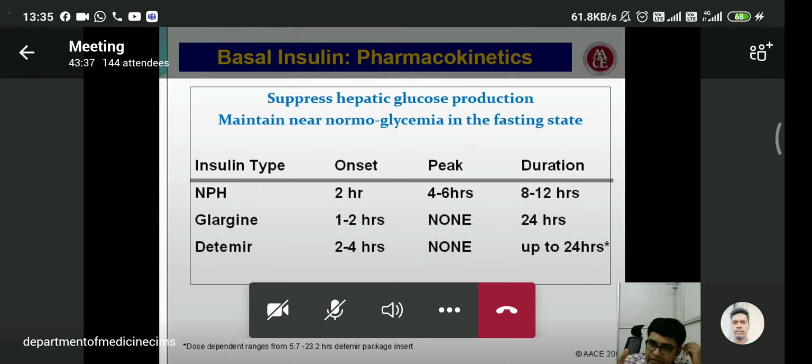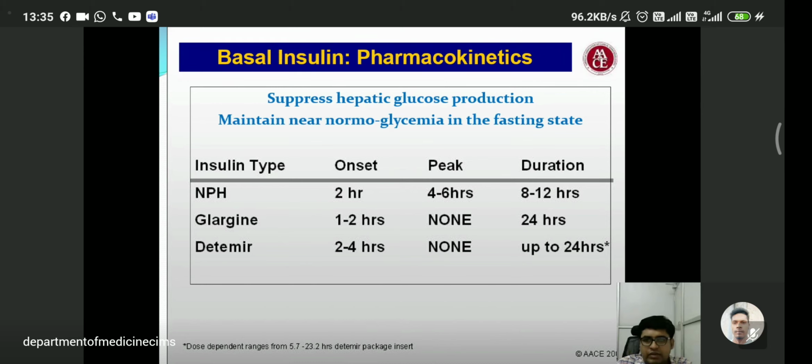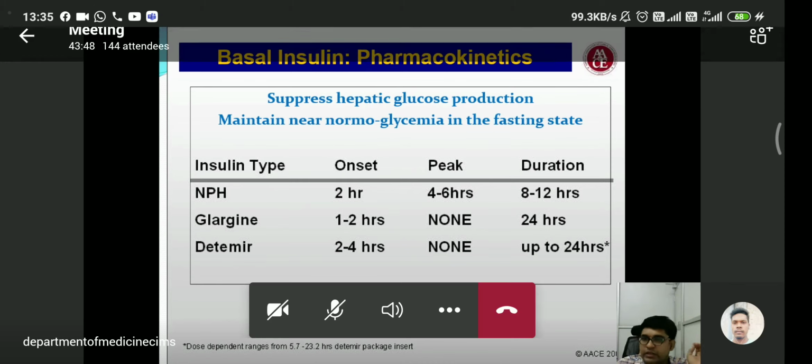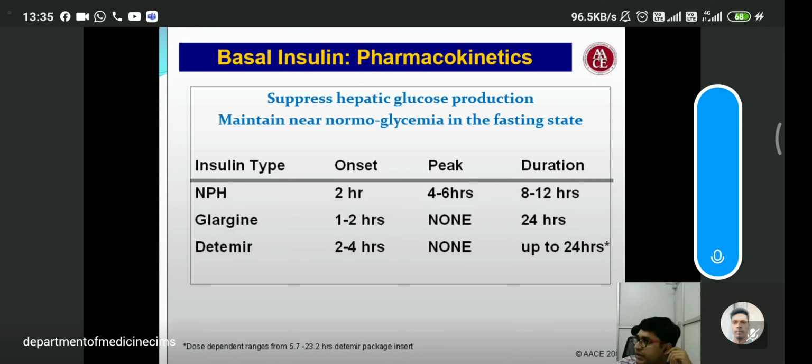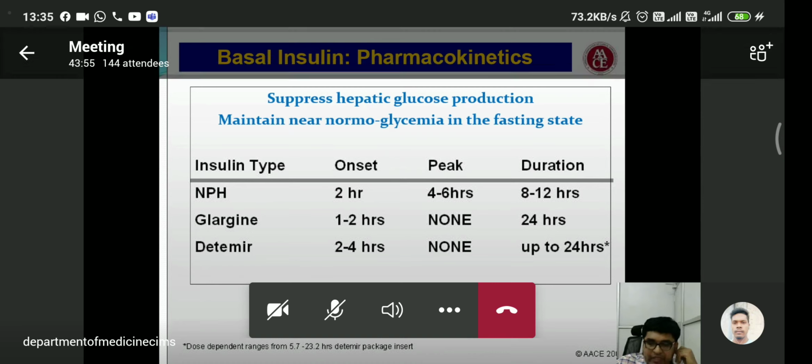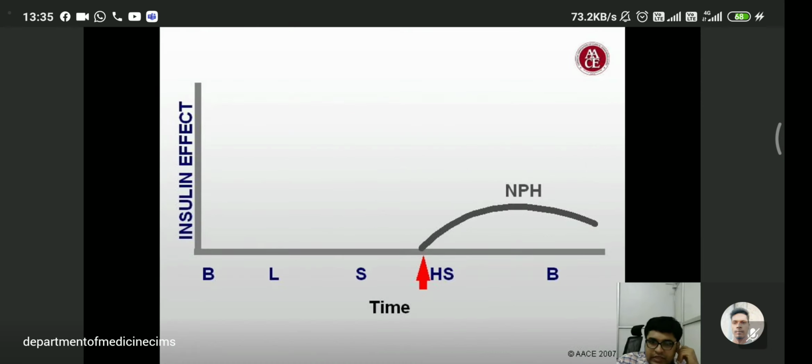I have written here the onset, peak, and duration. These are long-acting insulins. You can see the duration is around 12 hours to 24 hours. So a level of insulin is maintained throughout 24 hours. What happens is there is no peak, so it maintains the fasting level. Here you can see sleeping hours, breakfast, lunch, snacks, sleeping hours. It is usually given at sleeping hours. NPH has just a peak, while the others do not have a peak. It maintains a level.